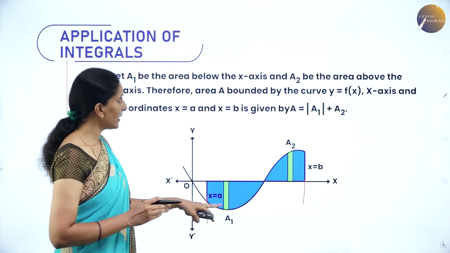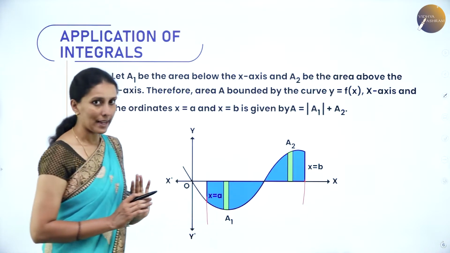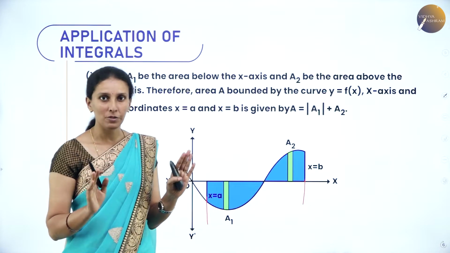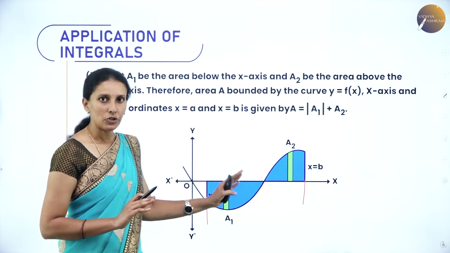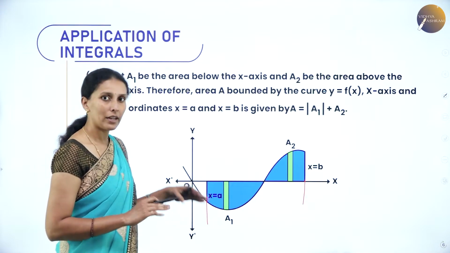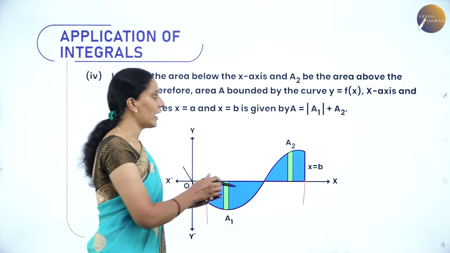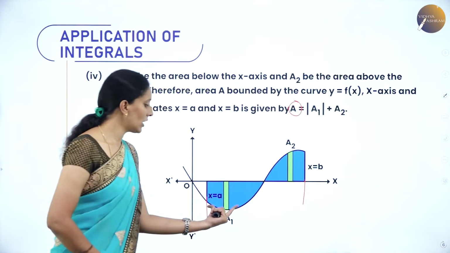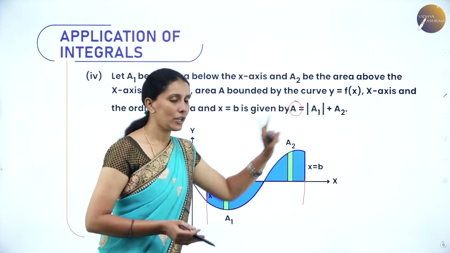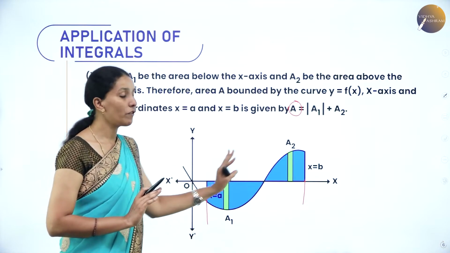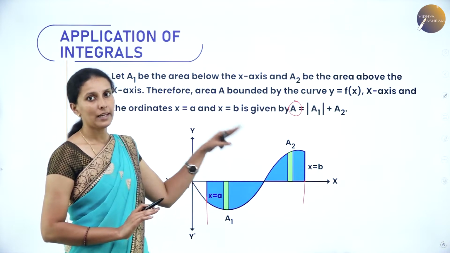So let A1 be the area below the x-axis and A2 be the area above the x-axis. Above the x-axis, f of x is positive. So we will get the total area, that is the integral from a to b f of x dx, and below it you have to take only the absolute values. So therefore the total area is given by the modulus of A1 to make it positive, and for A2 it is A2 only. So this is how we will sum up the areas when it is below the x-axis and above the x-axis.